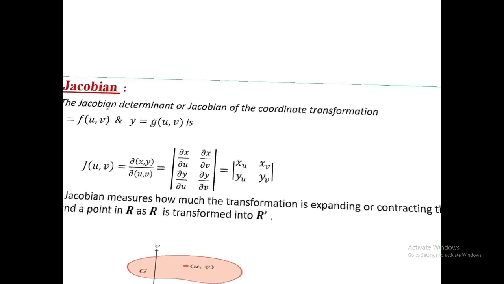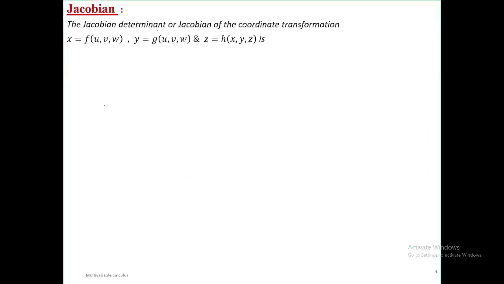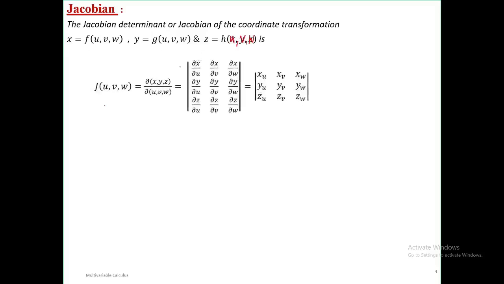Okay. Now the same thing, the Jacobian for 3 variables. The Jacobian determinant, or simply Jacobian, of the coordinate transformation where x is a function of 3 variables, y is a function of 3 variables, and z is a function of 3 variables. These are u, v, w. All are functions of 3 variables. Now the Jacobian is defined like this: dou of x comma y comma z divided by dou of u comma v comma w.